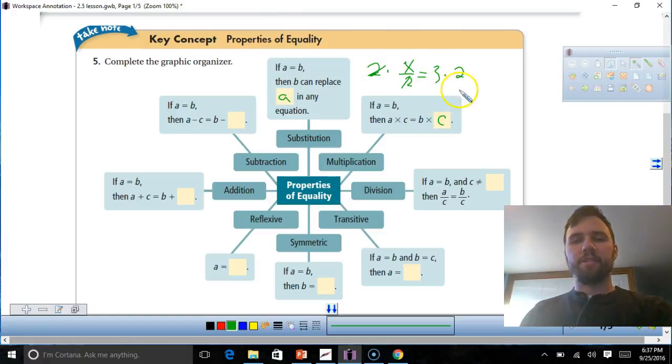Alright, next is division. Same thing. A equals B. You can divide both sides by the same number. 2x equals 6. Divide both sides by 2. But C cannot be 0 because you can't divide by 0.